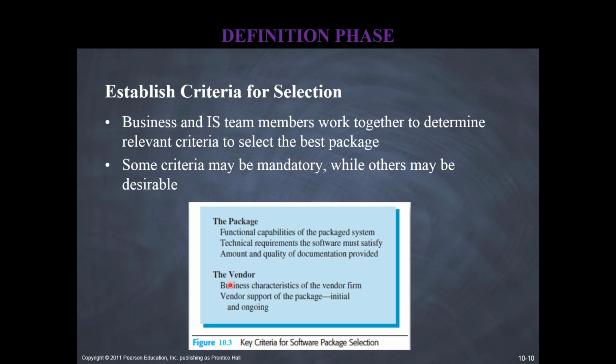Also, you may want to specify some selection criteria in relation to the vendor, such as business characteristics of the vendor firm. For example, you may say that it has to be a large corporation, it has to be in business for at least 10 years, and also some criteria in relation to vendor support, because support becomes critical after you buy and install, implement your software application. So you may want to evaluate the kind of support options that you have with vendors, candidate vendors that can potentially supply a software package that you need.